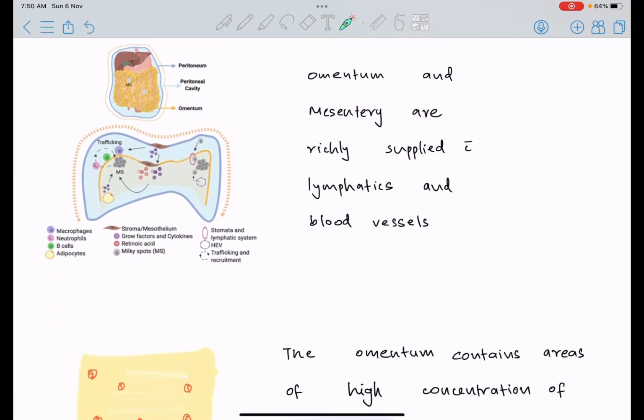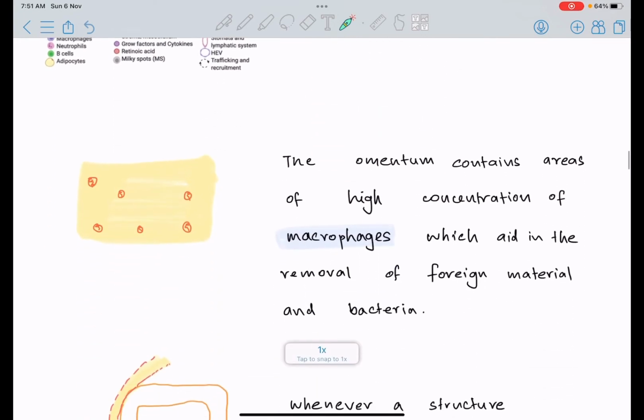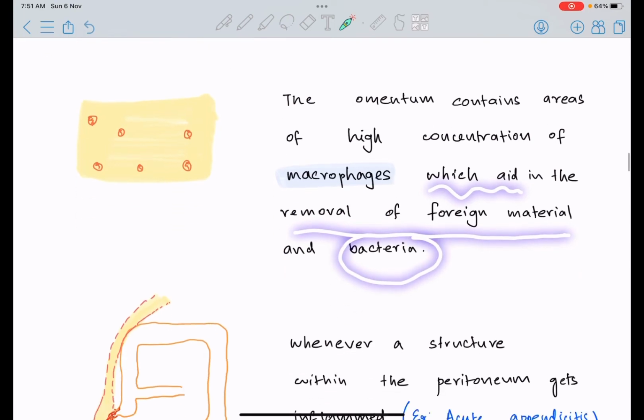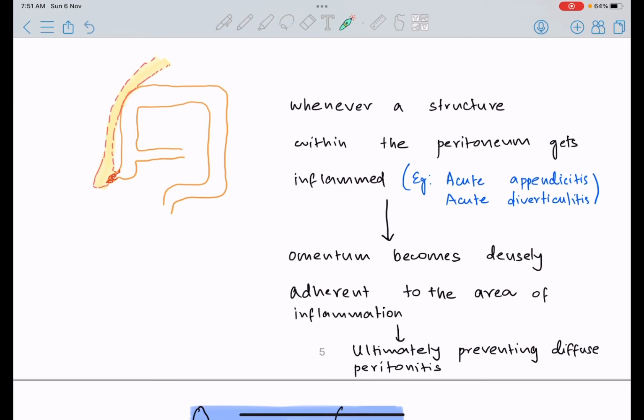If you look at omentum and mesentery, they are very richly supplied with lymphatics and blood vessels. Omentum contains areas of high concentration of macrophages, called milky spots, which aid in the removal of foreign material and bacteria. Whenever a structure inside the abdomen or inside the peritoneum gets inflamed, for example, an acute appendicitis or acute diverticulitis, the omentum rushes to that particular area and becomes densely adherent to the area of inflammation, ultimately preventing diffuse peritonitis.